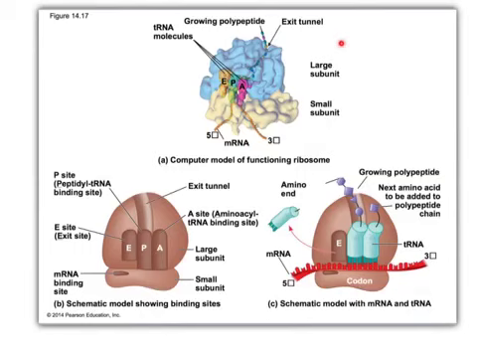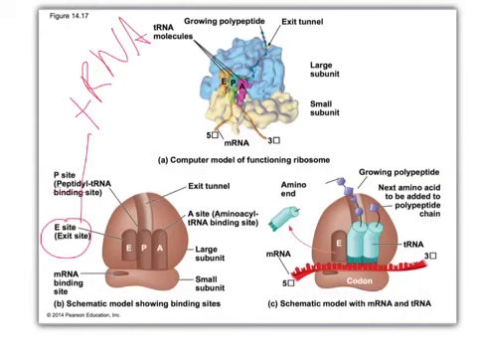So you have the exit site. What do you think is going to happen at the exit site? What's going to exit? The tRNA is going to exit. You have a peptidyl tRNA binding site. What do you think is going to happen there? What does peptidyl sound like? Peptide bond. That's where formation is going to occur, where your peptide is going to grow from. The acceptor site, also called the amino acyl tRNA binding site. What's going to happen there?